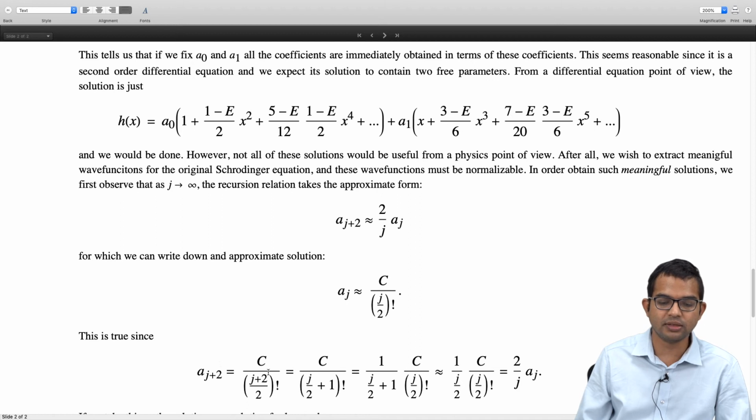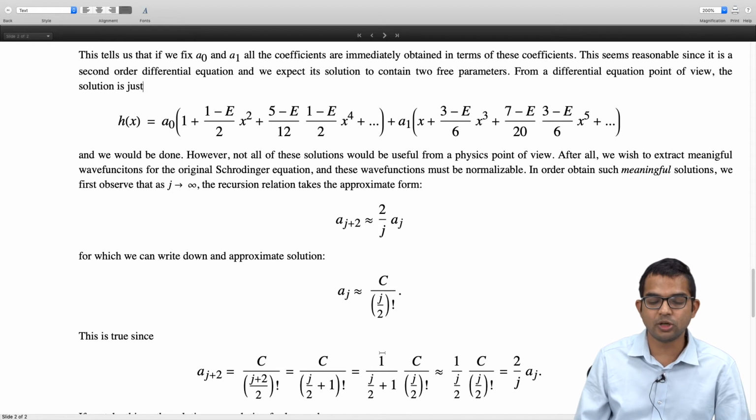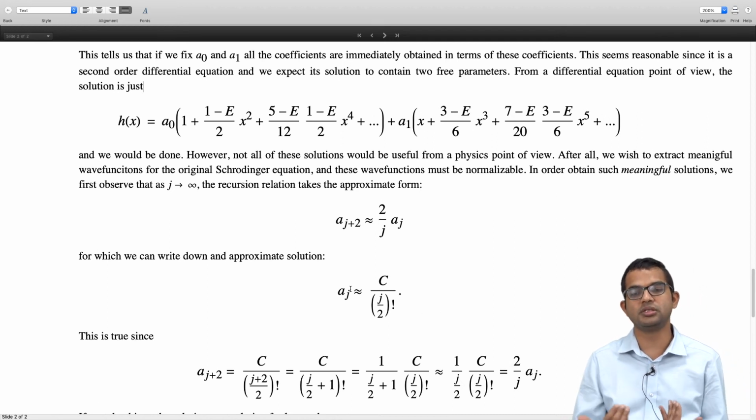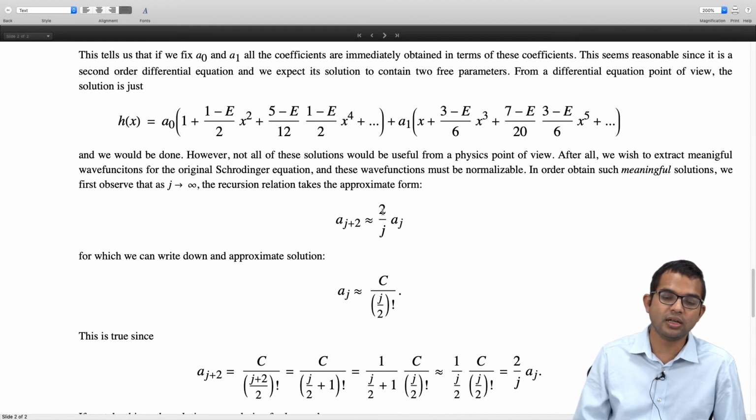So a_(j+2) will become c divided by ((j plus 2) divided by 2) factorial, but (j plus 2) divided by 2 is the same as j by 2 plus 1, so there's a factorial. So you can pull out one of these factors, 1 over (j by 2 plus 1) times c by (j by 2) the whole factorial. But c by (j by 2) factorial is actually nothing but the solution we have for a_j, and since we are going to assume that j is large, you can replace j by 2 plus 1 with just j by 2. So this is approximately equal to just 2 by j times a_j. So a_(j+2) is indeed for large j approximately like 2 by j times a_j, if you choose a_j to be of this form.